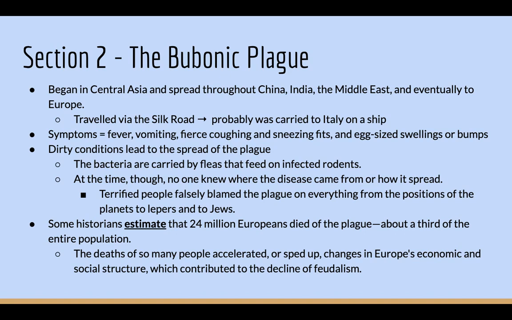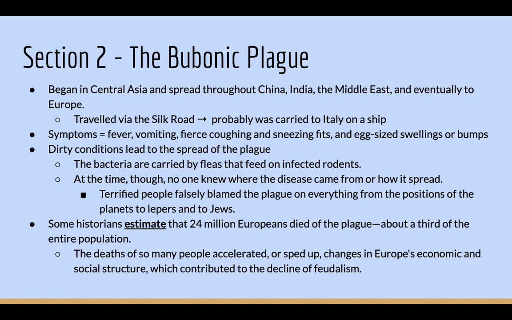Historians suspect that the plague began in Central Asia and spread throughout China, India, and the Middle East, and eventually making its way into Europe. The disease traveled from Central Asia to the Black Sea along the Silk Road, which, again, as a reminder to you guys, was the main trading route between Asia and the Mediterranean Sea. It was probably carried to Italy on a ship, causing it to spread north and west throughout the continent of Europe and eventually making its way up to England.